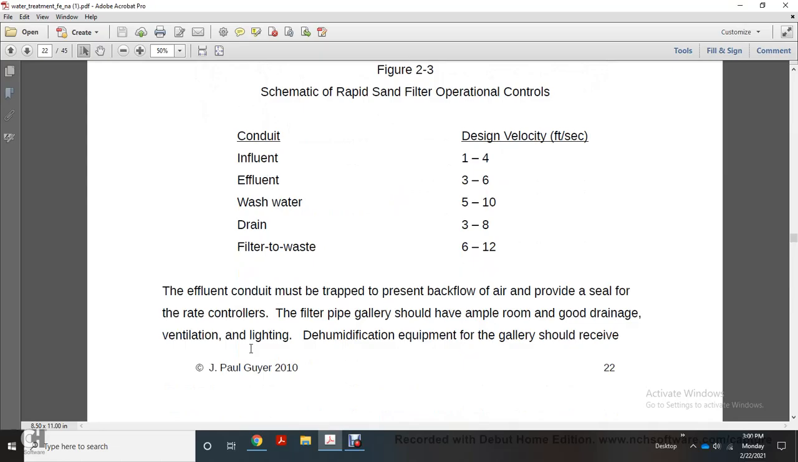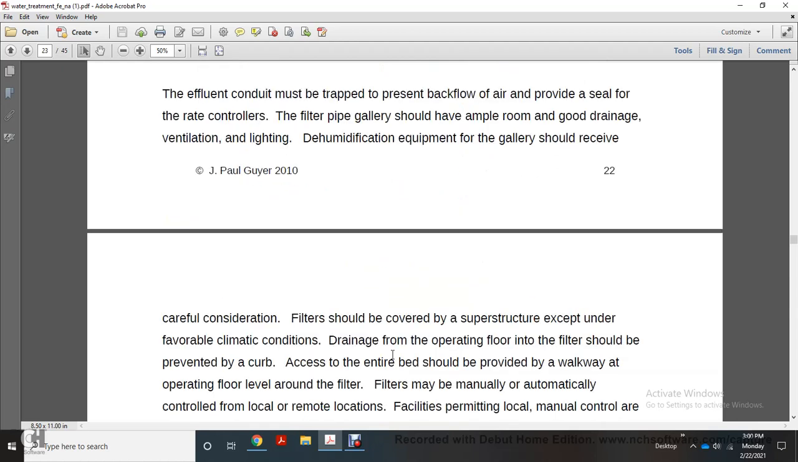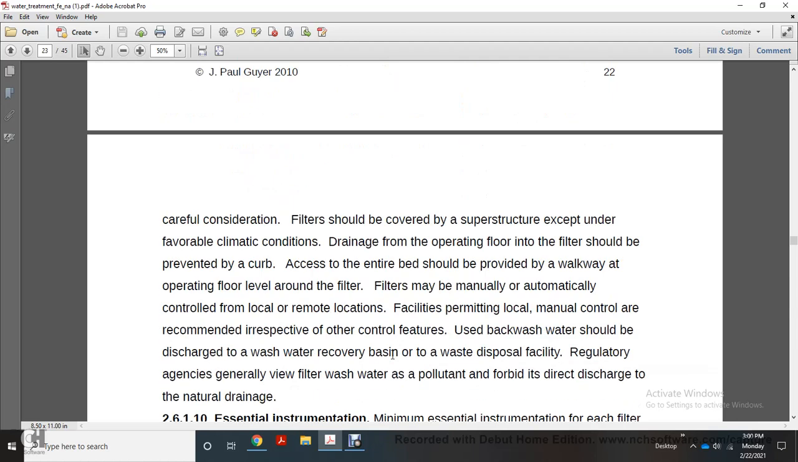Efficient continuity must be trapped with the present back air over the provided with the shield of the rave of the control of the filter pipe. The gallery should have ample room, provide good drains, ventilation, lighting, humidification equipment for the gallery should be received. Careful of sterilization, filterization covered and by substitute strictly except under the favorable climatic conditions.